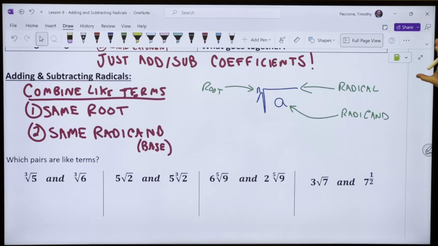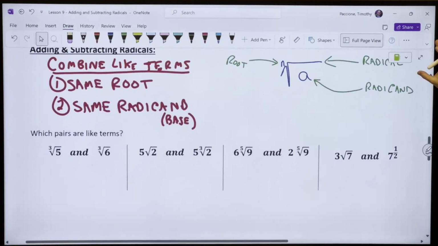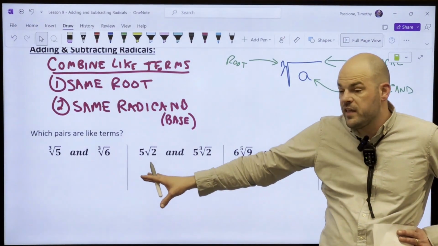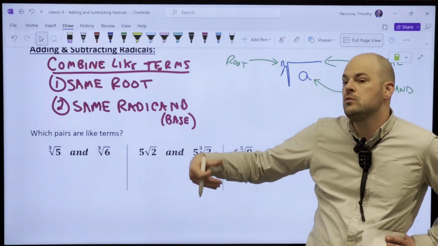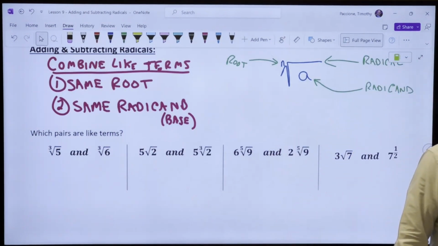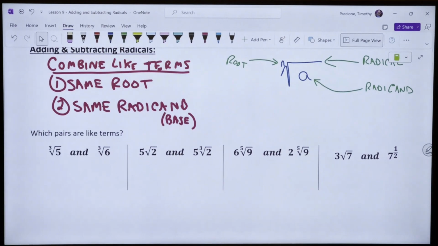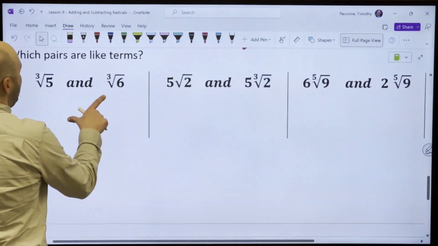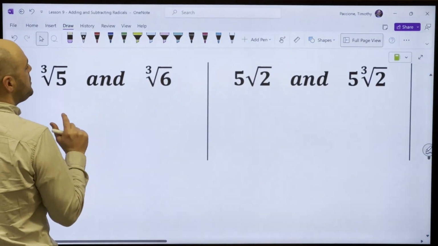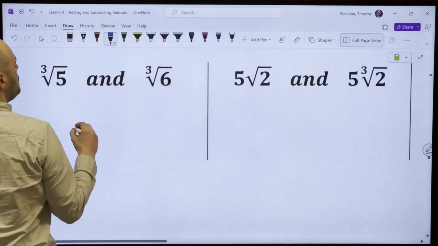Okay. So, go ahead and check out what these are and tell yourselves, are they like terms or are they not? So yes or no. And then, if you can, say why and then combine them if you can. Okay? All right. So, third root of 5 and third root of 6, are they like terms? Could I bring these together?